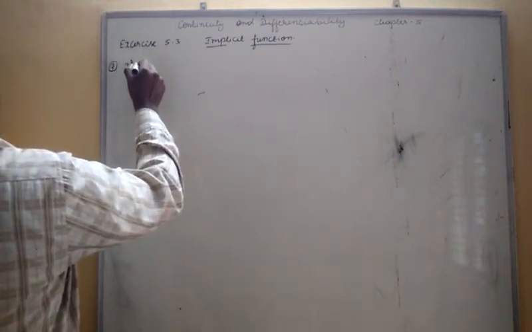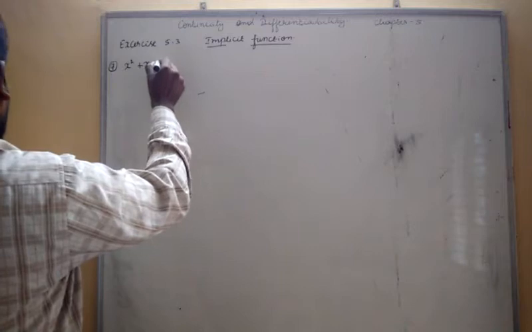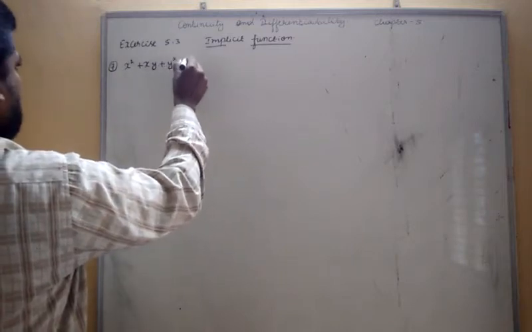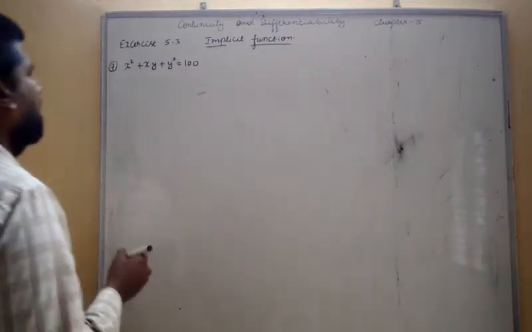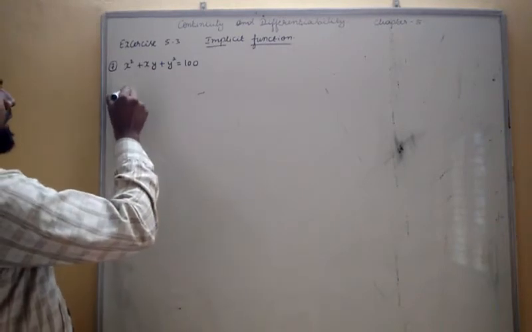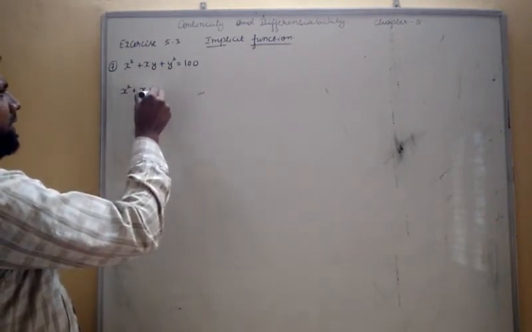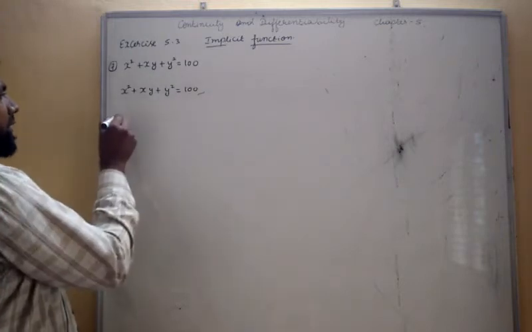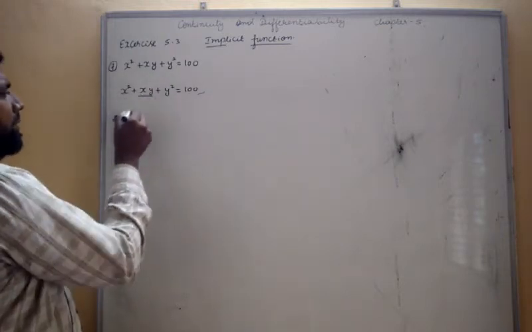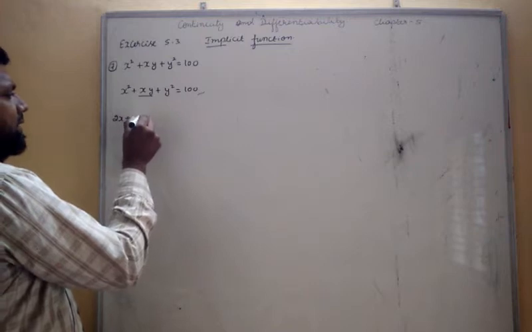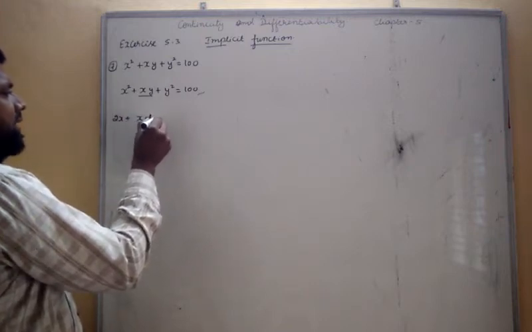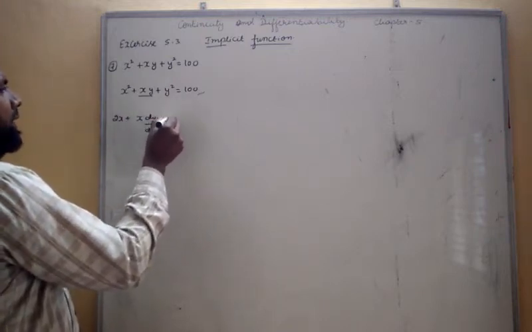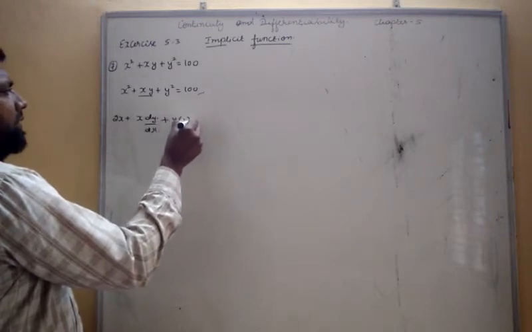x² + xy + y² = 100. Okay, so x² + xy + y² = 100. So x² differentiation is 2x. Then apply the product rule here. I will apply it directly: x first function times differentiation of y, plus second function times differentiation of first function.